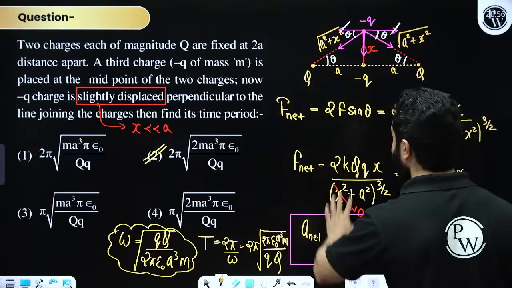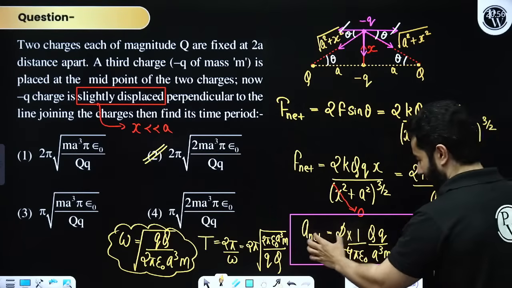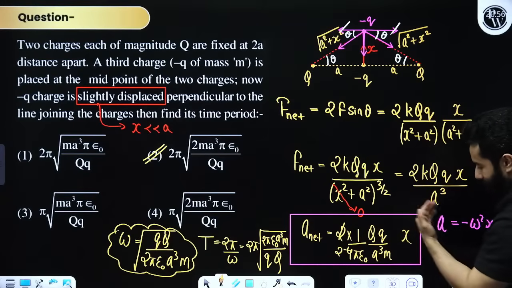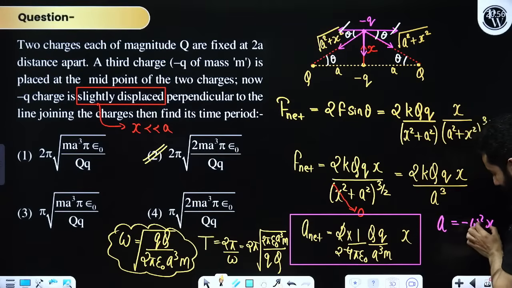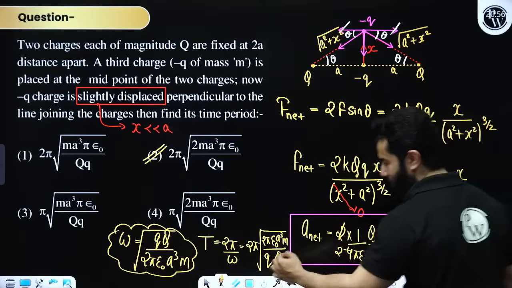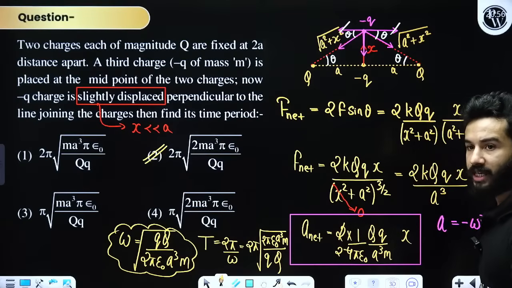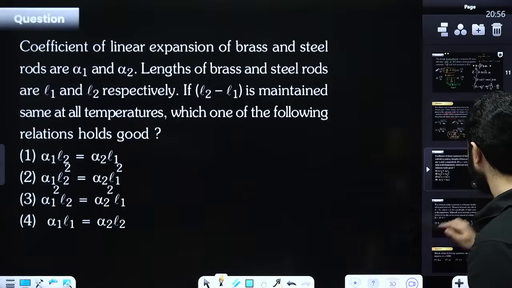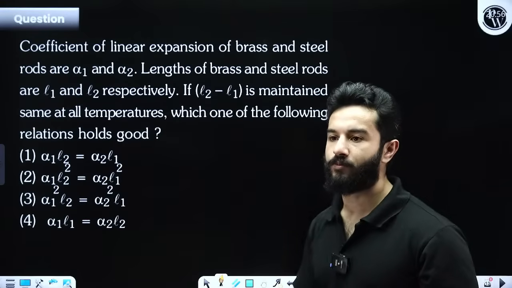B is absolutely correct. You can see, after this step I have said that acceleration can be written as minus omega square x, and then simply compare these two equations. So omega square will be equal to this, that means omega will be under root of this. Okay, moving on to the next question friends. Hopefully everything is clear. Let's see this one.